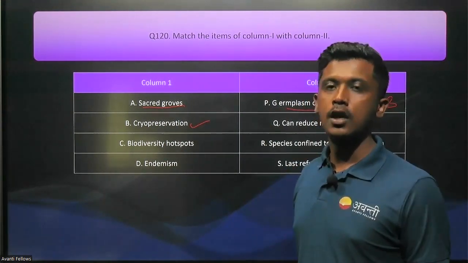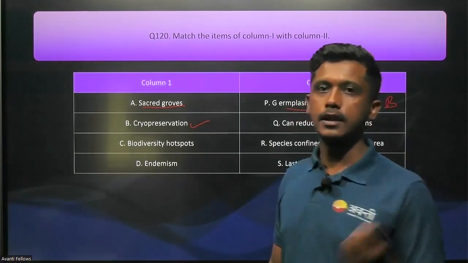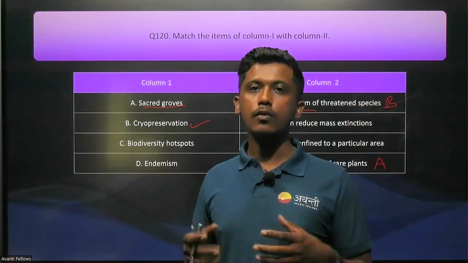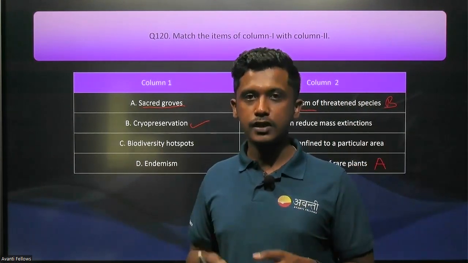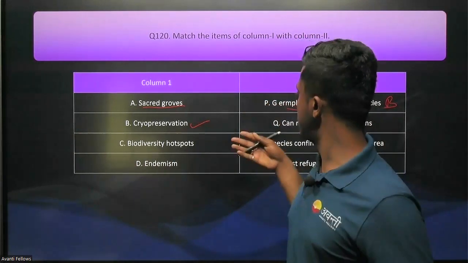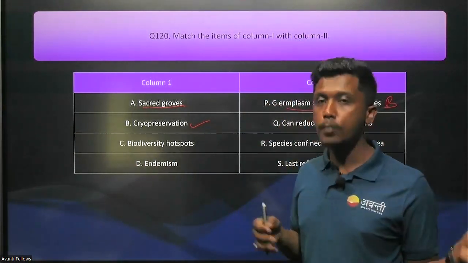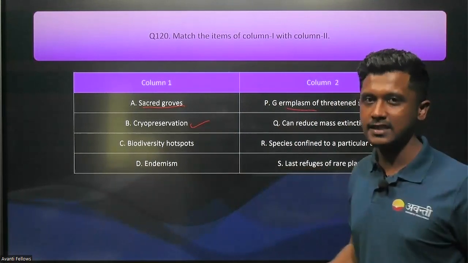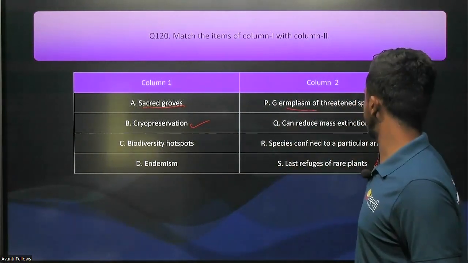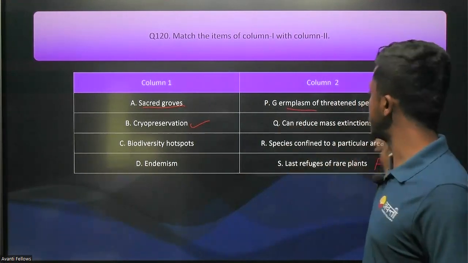Biodiversity hotspots. An example is the Western Ghats in our India, which is present in South India. If you look at this, we have a very huge species diversity and a very large ecosystem. So that usually can be a hope for preventing any mass extinction or sudden loss of biodiversity. So that is C. So can reduce mass extinction.